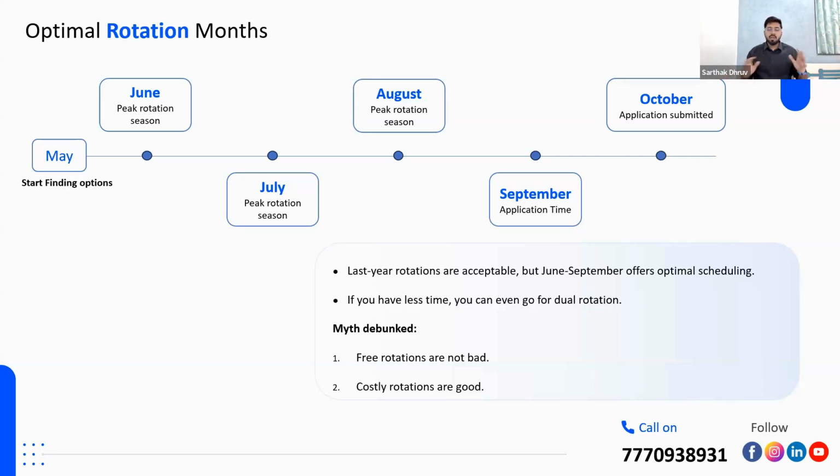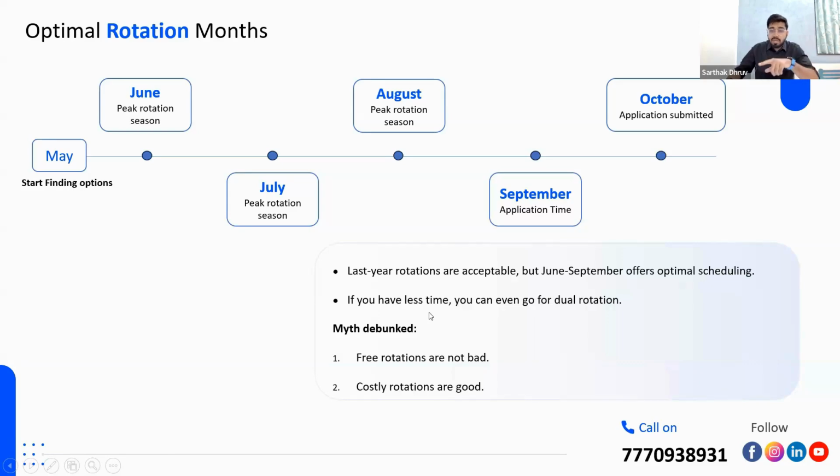Some people go there and they are like, okay, I will find something, and they might find something nearby and do it. But because of the recent issues, I would say try to avoid that scenario. And so, last year rotations are acceptable. Try to do it in the last 6 months.